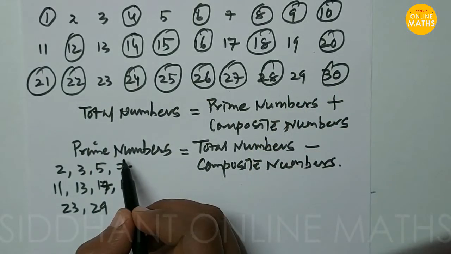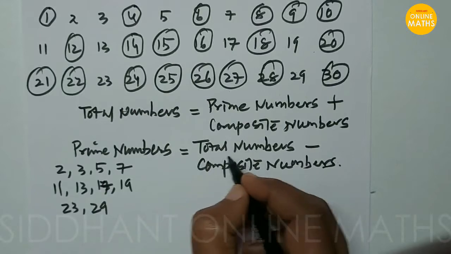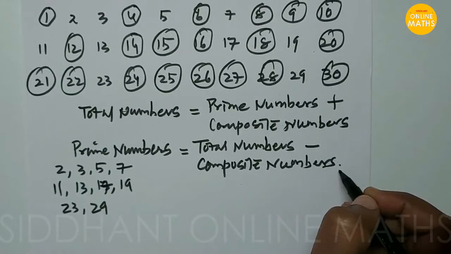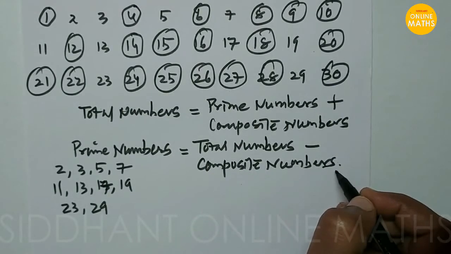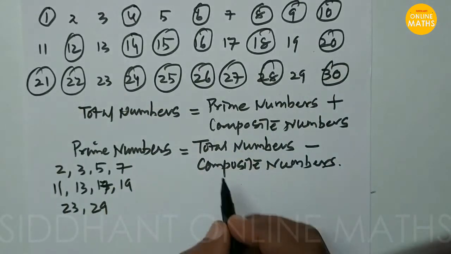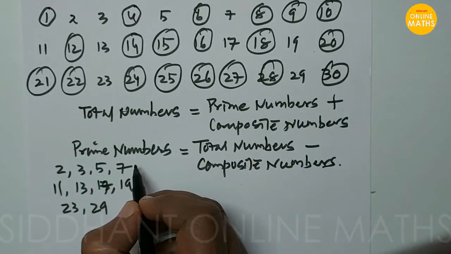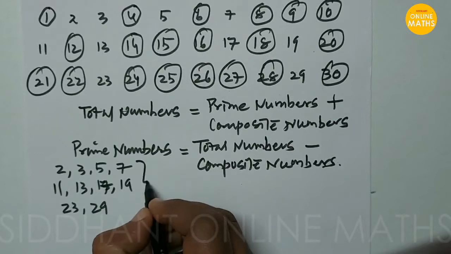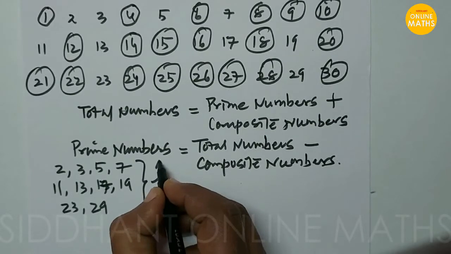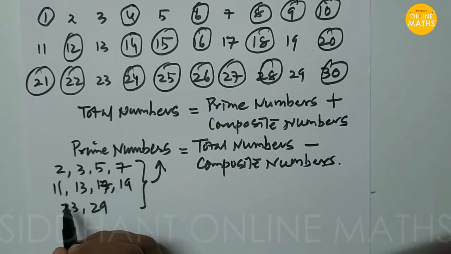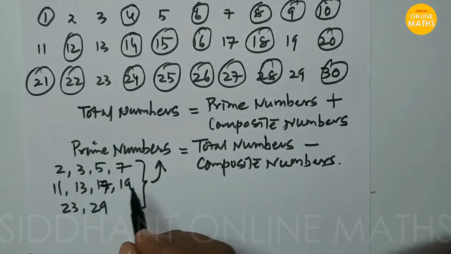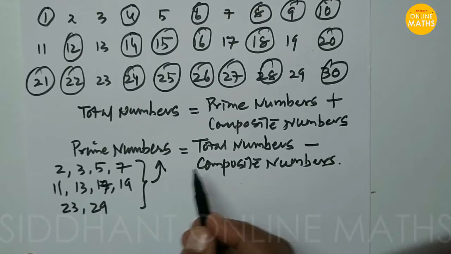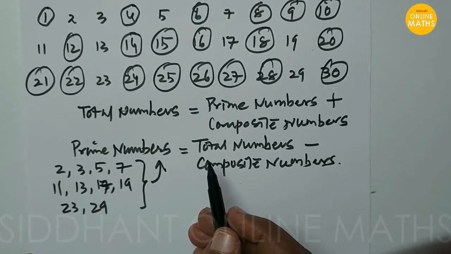So if you want to get the prime numbers, that means the total numbers minus the composite numbers. The composite numbers we circled. In the total numbers, the remaining numbers are the prime numbers. So here from 1 to 30, these are the prime numbers we see: 2, 3, 5, 7, 11, 13, 17, 19, 23, 29. This is the methodology we are going to follow for 1 to 100 or 1 to 1000, whatever it may be.